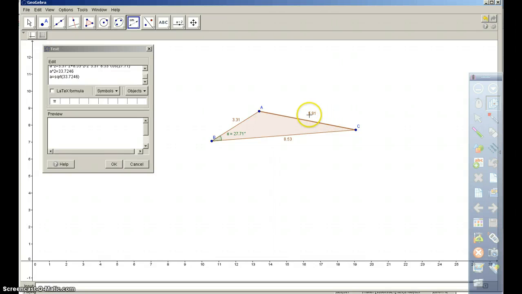Now, you could use the law of sines from here on out, because we can write a ratio, right? The sine of this over 5.81 is equal to the sine of x over 8.53 is equal to the sine of y, this angle over here, over 3.31. And you could solve the entire problem that way.